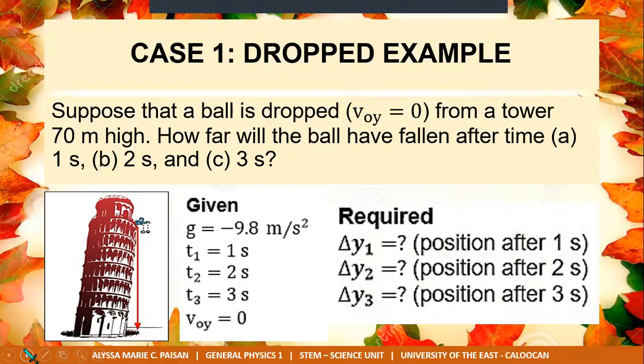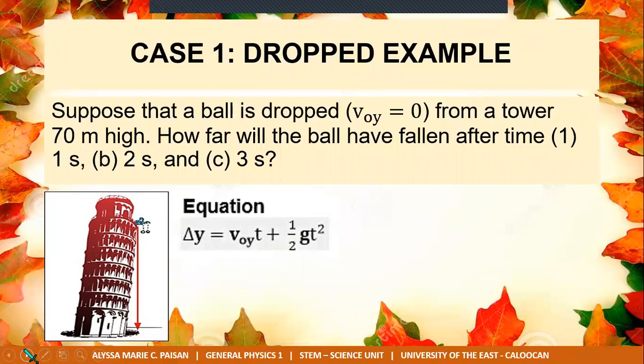And then we are looking for the change in position, or the position at 1 second, 2 seconds, and 3 seconds. That's why we have subscripts 1, 2, and 3 also. And since we are looking for 3 positions, we're going to have the same equation, but three solutions. Okay, so the equation that we're going to use is delta y is equal to v naught y times t plus 1/2 g t squared. Why this? Because the final velocity is not mentioned in the given and it is also not in the required.